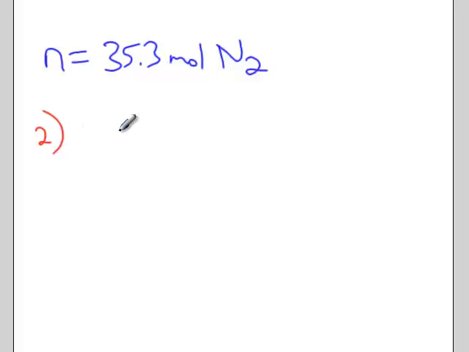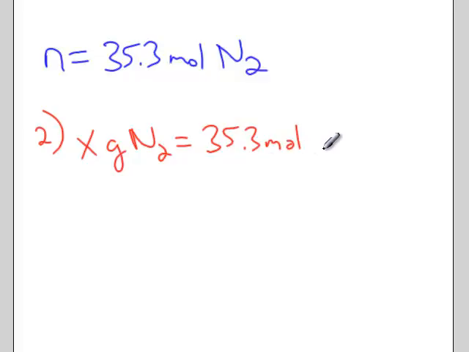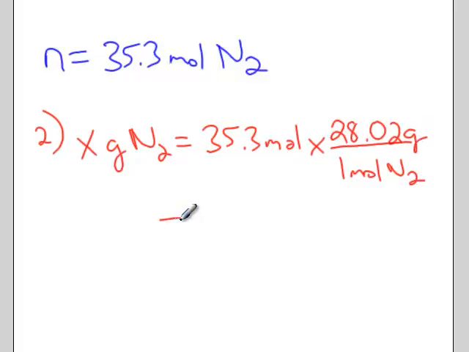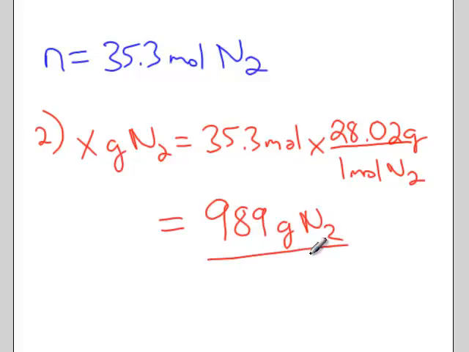And then part 2 to this problem, we want to figure out how many grams of nitrogen we have. So this is where the identity of the gas matters. We have 35.3 moles of nitrogen, and for 1 mole of nitrogen, we use the periodic table to find the molar mass of 28.02 grams, which gives us an answer of 989 grams of nitrogen.